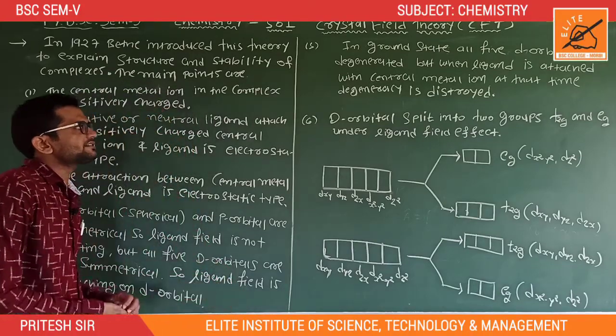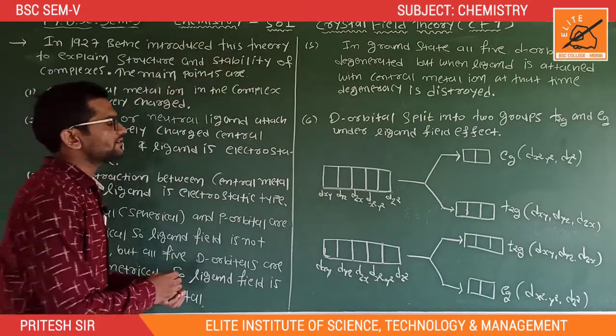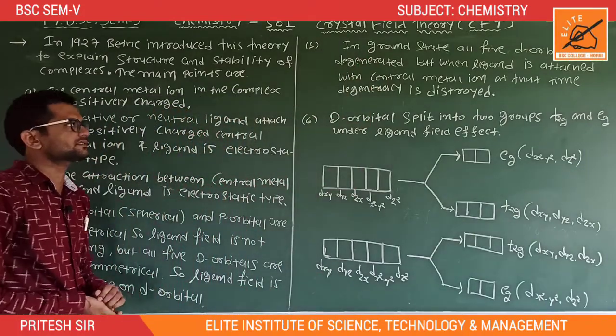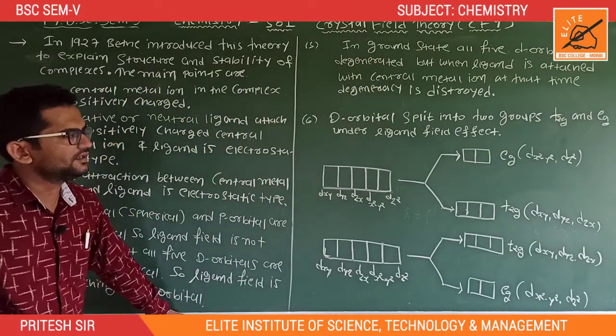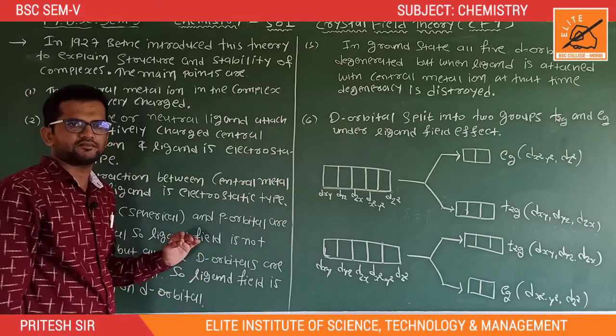This is the second lecture of your Chemistry 501 paper, unit number 2, Crystal Field Theory. This chapter contains 14 marks in your university exams. In our previous lecture we discussed the basic introduction part of crystal field theory.